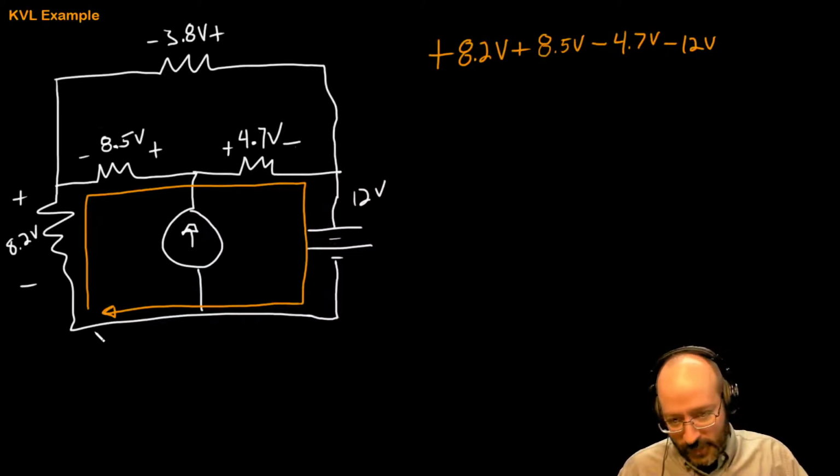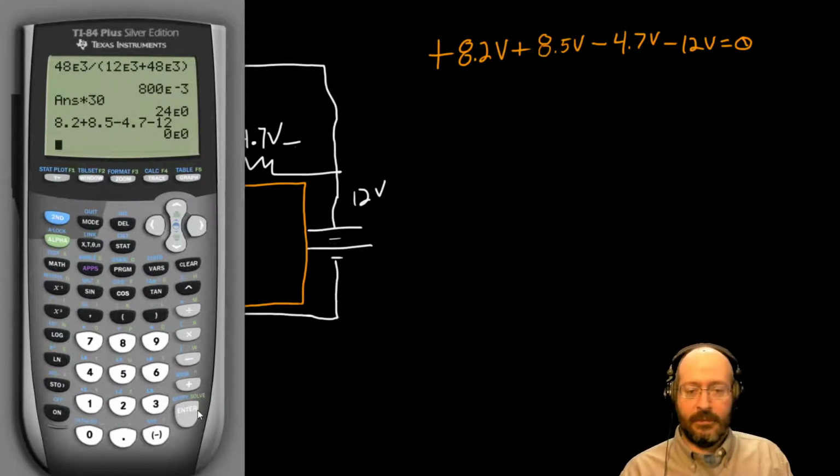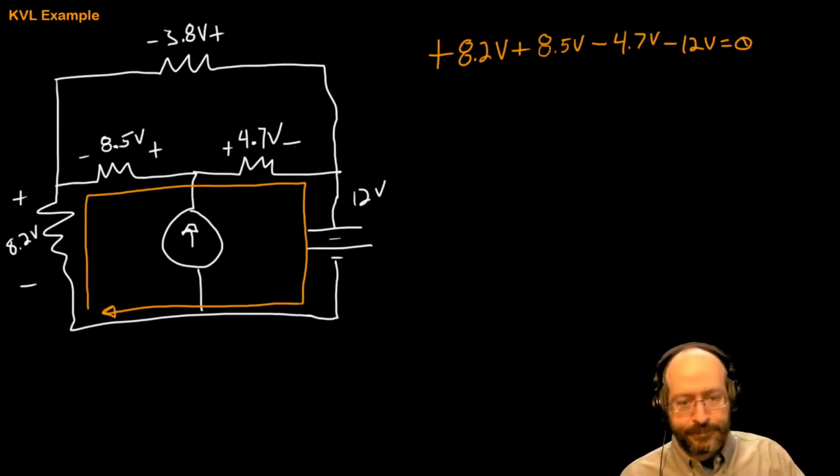Now I'm back to the node where I started. I have a big node down here along the bottom, and I'm back to where I started. So Kirchhoff's voltage law tells me that that has to be equal to 0. And a quick calculator check, if you haven't done it in your head by now, you can see 8.2 plus 8.5 minus 4.7 minus 12 is in fact 0. So it looks like we're in good shape in that respect. Okay, so that's one of the loops we can follow.